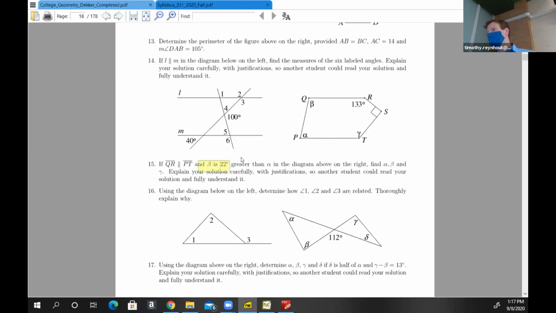And then using this relationship, we can find the value of alpha and beta. Once we have the value of alpha and beta, we just need to make sure we clarify that the sum of the interior angles of a 5-gon is 540 degrees, I think is what it was. So then with alpha and beta and these two known, you can solve for gamma.